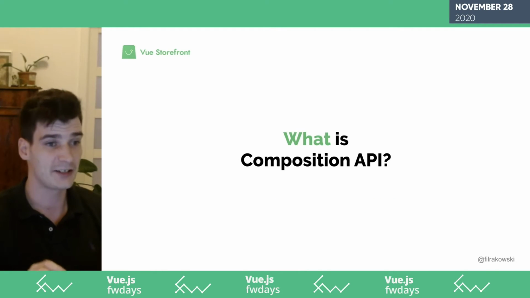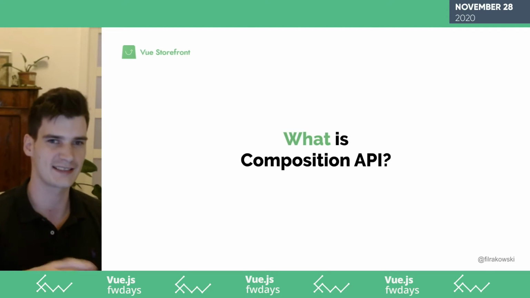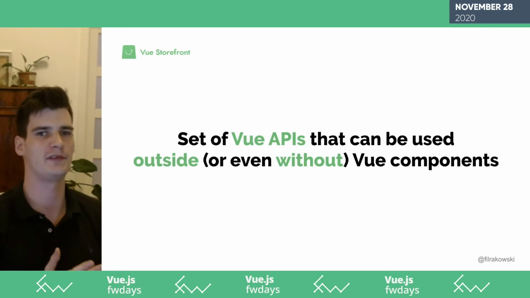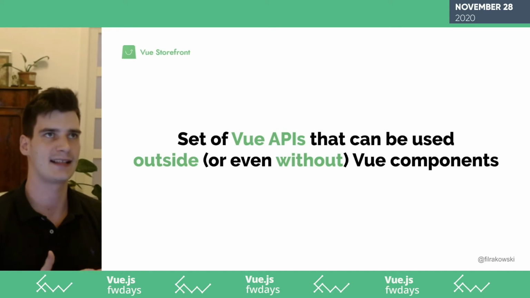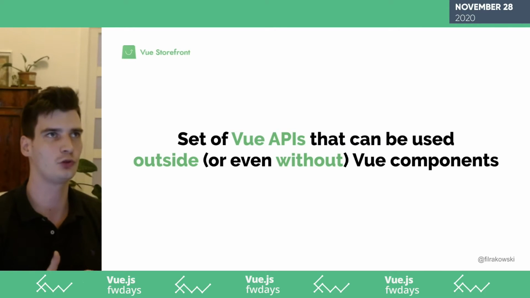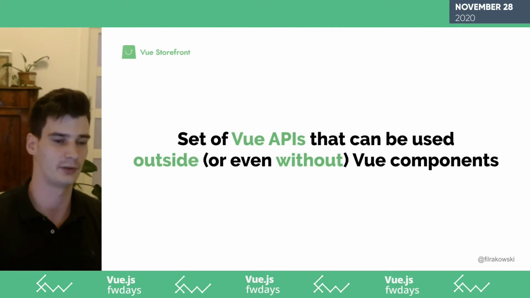There is a chance that you survived the last year without even knowing what Composition API is. So just to make sure we are all on the same page, I'll briefly explain what it is. The simplest possible definition would be calling it a set of Vue APIs that can be used outside or even without Vue components. And a good example of a similar API in Vue 2 is Vue.observable, which was basically exposing the Vue reactivity system outside the components.